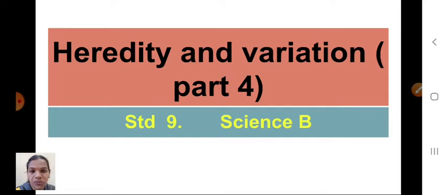Children, now which lesson is going on? Yes, chapter number 16, heredity and variation. In this session I am going to continue this chapter. Are you ready children? Can you remember what we discussed in the last session?